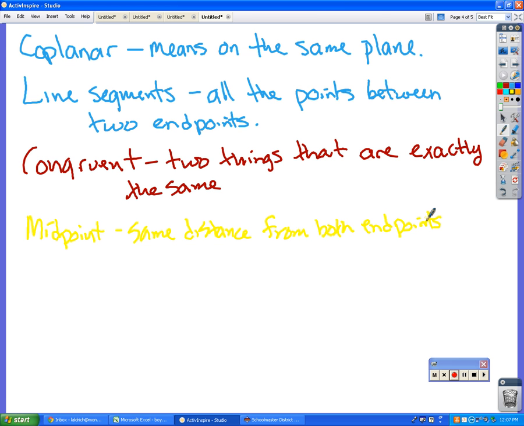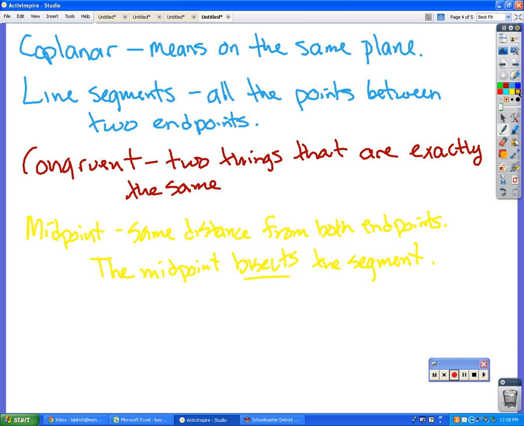Why not? Because there's no endpoints on a line. Good. A line extends forever in both directions. So a line can't have a midpoint. Segments have midpoints. Okay. And then the midpoint bisects, or cuts it in half. Okay, so since it's the same distance from both endpoints, it cuts the thing in half, or bisects the segment.